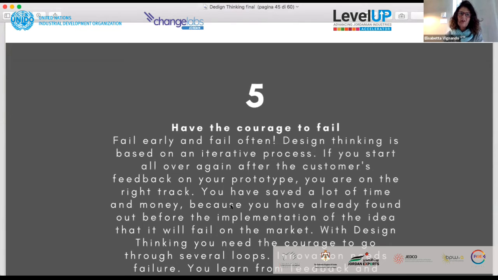So point 5, have the courage to fail. Fail early and fail often. Design thinking is based on an interactive process. If you start all over again after the customer feedback on your prototype, you are on the right track. You have saved a lot of time and money because you have found out before the implementation of your idea that it will fail on the market.